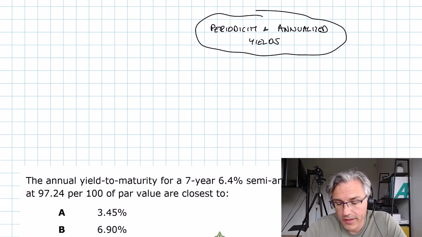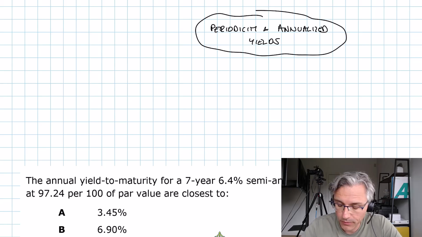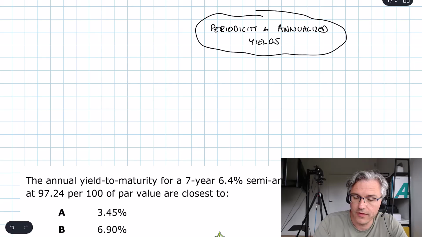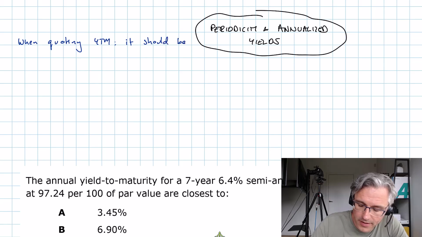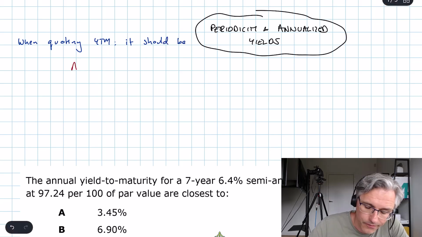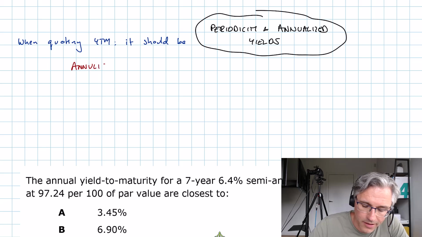It's an important one. We're going to talk about periodicity assumptions and computing annualized yields to maturity. So very important topics. Now, what's the issue here? Well, whenever you quote the yield to maturity, so when quoting the YTM, that YTM should always be annualized, so quoted on a per annum basis, per year basis, and it should be appropriately compounded.